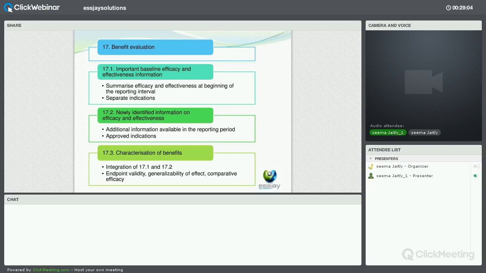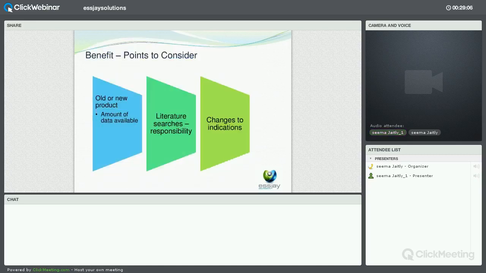Normally, this is put together by the medical department or similar, but the issue that you may come across is the fact that you don't have a lot of data available. So if it's an older product, it may be that a lot of the information is slightly outdated, and you will have to look at other sources for being able to justify, or further justify, I should say, the benefit of your product, especially when other new products are available.